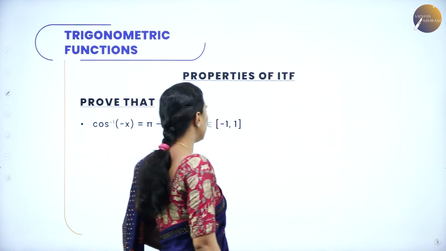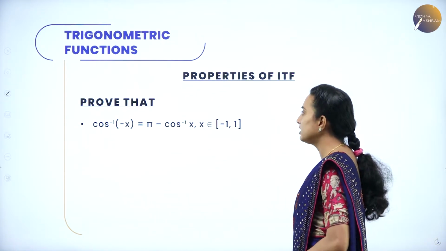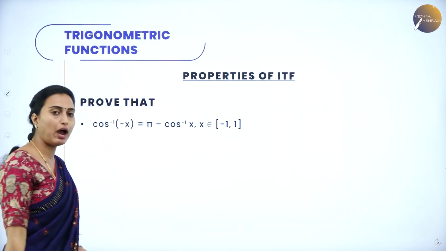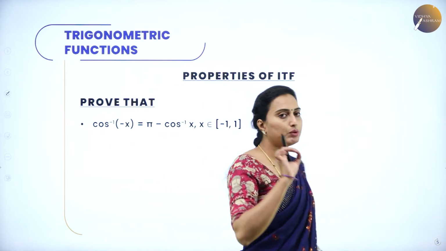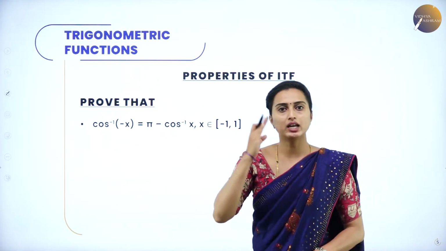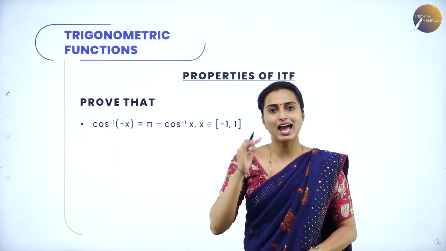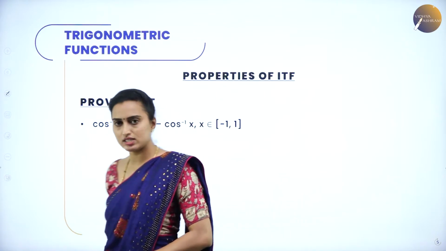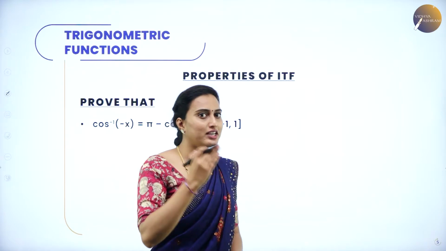Prove that cos inverse of minus x is equal to what? Pi minus cos inverse x. This is very, very important. Sin inverse of minus x is minus sin inverse x. And then tan inverse of minus x is minus tan inverse x. And then cosecant inverse of minus x is also minus cosecant inverse x.